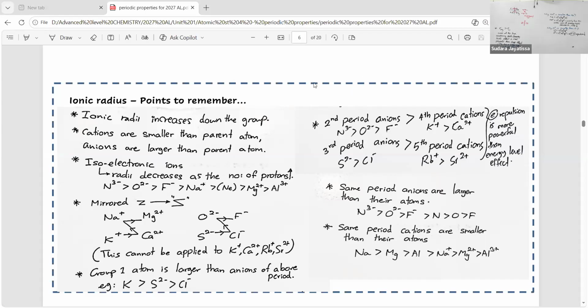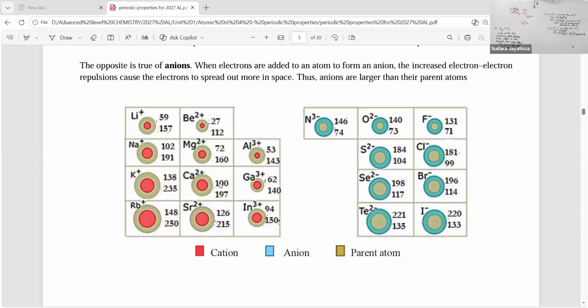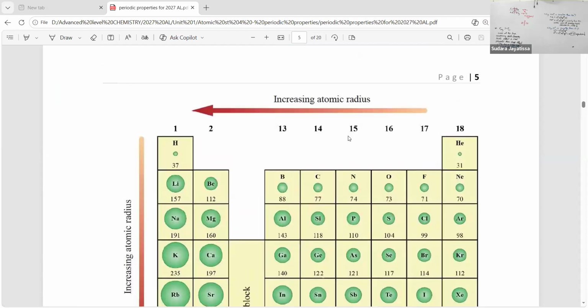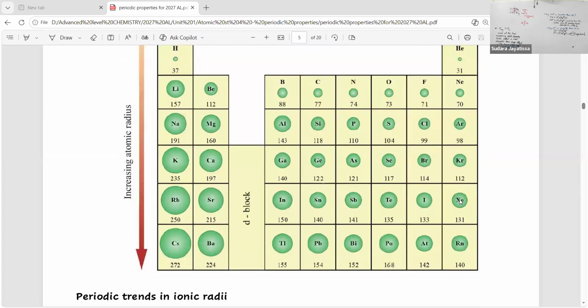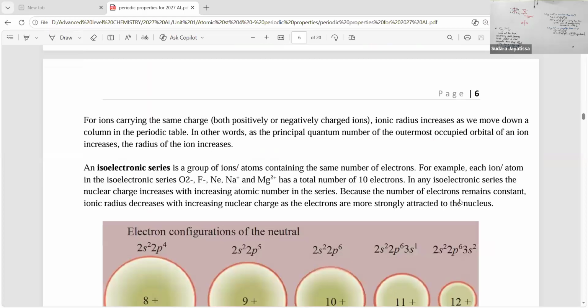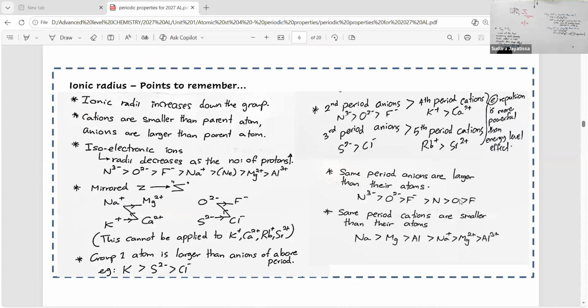Okay, isoelectronic series. Look at the location of neon. The sodium+ radius is greater than neon. Please check that from our table. The sodium+ radius is 102. What is the neon radius? You have to go to the table above. It is 70. That's a nice-to-know point. The neon radius is smaller than sodium+.